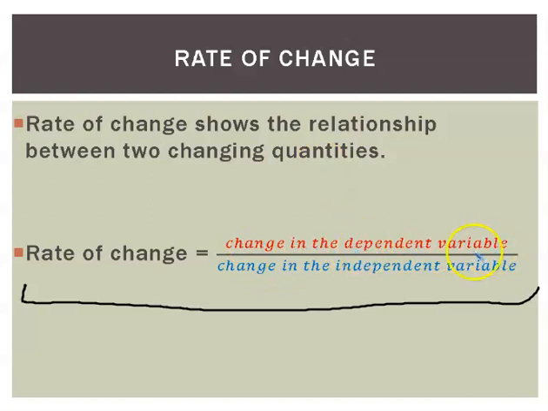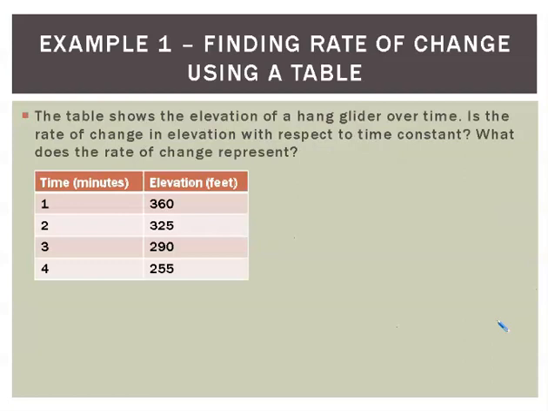Change in the dependent variable. Now, the dependent variable is the variable that is on the y-axis, right? The vertical axis. Whereas the change in the independent variable, that is our x-axis. Okay? Let's look at some more examples of this.